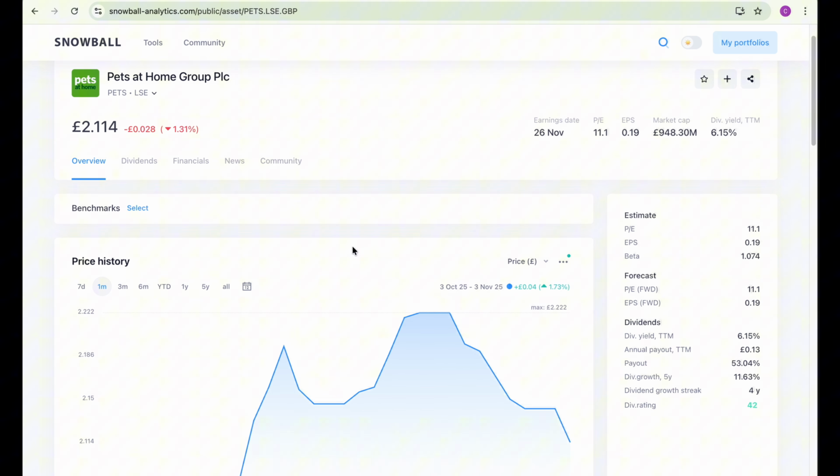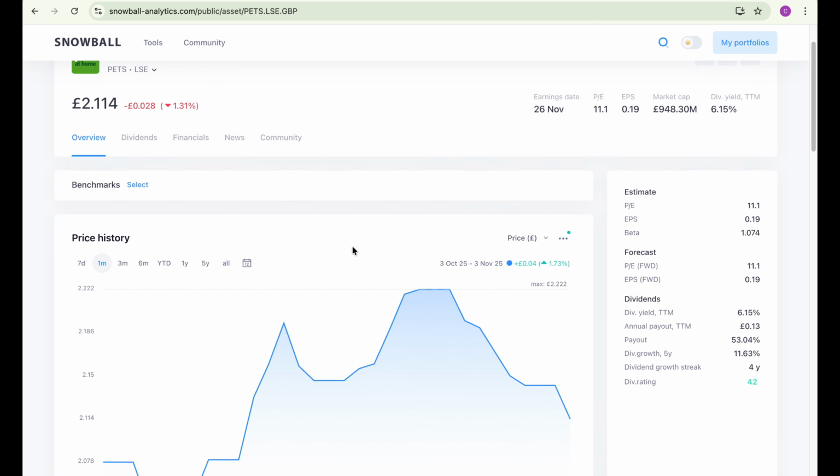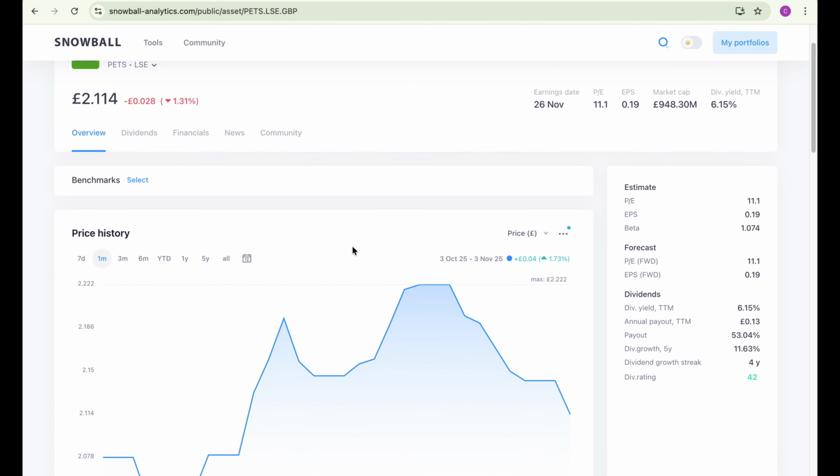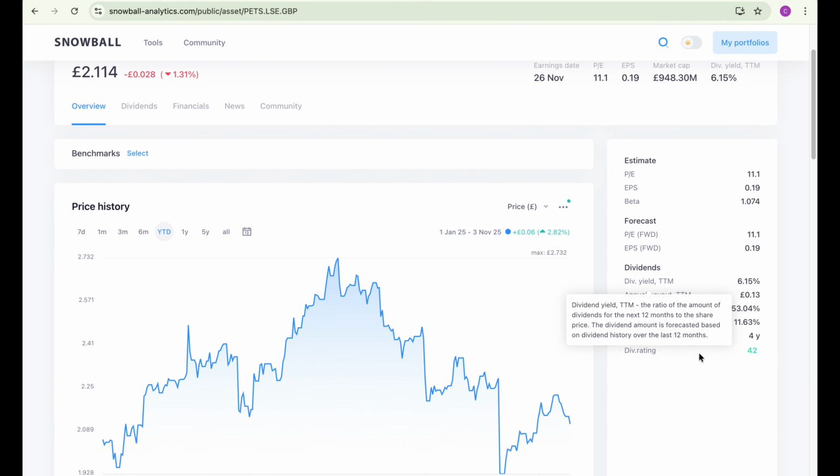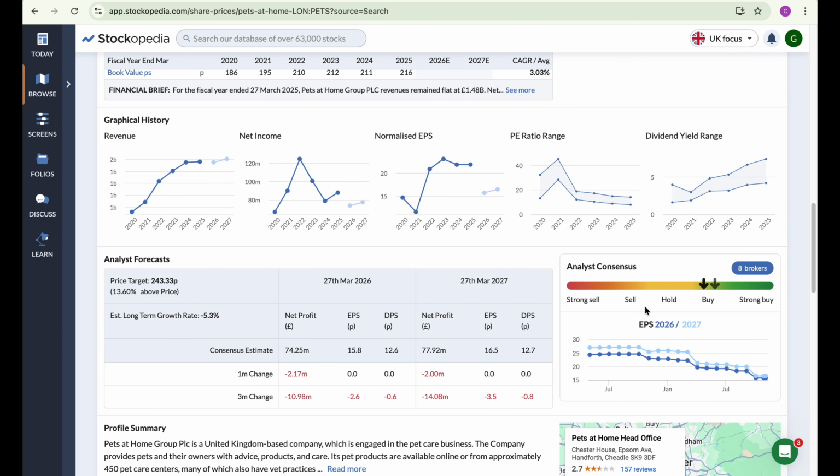is Pets at Home. Over the past month, they've actually seen a 1.73% price increase, and year to date, they are up 2.82%. Their dividend yield is the highest in my portfolio at 6.15%, and they do actually have a very respectable 5-year dividend growth rate at 11.63% and a 4-year dividend growth streak. The analyst consensus is that it's around about a buy right now, with a price target at 243 pence, which is 13% above the current price.